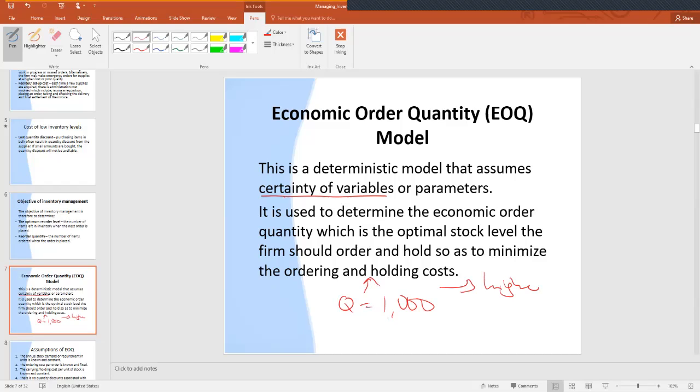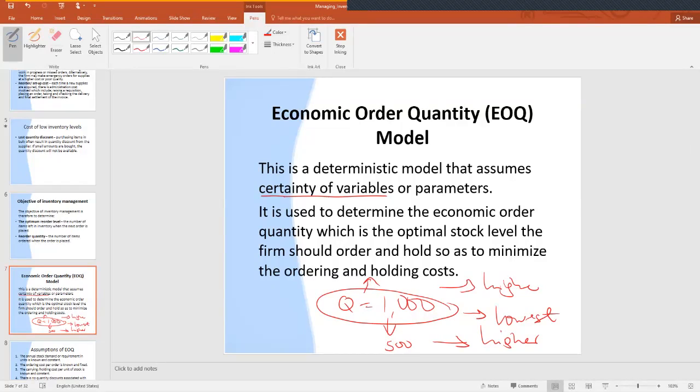If you order below 1,000, for example, you order at 500, the same applies. The total relevant cost of the inventory will be higher than if you make the order at the queue of 1,000. Therefore, if you reorder the inventory at the queue of 1,000, the total relevant inventory cost is at the lowest possible point.